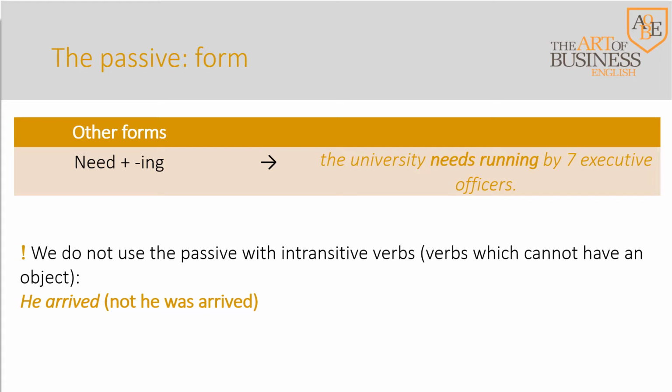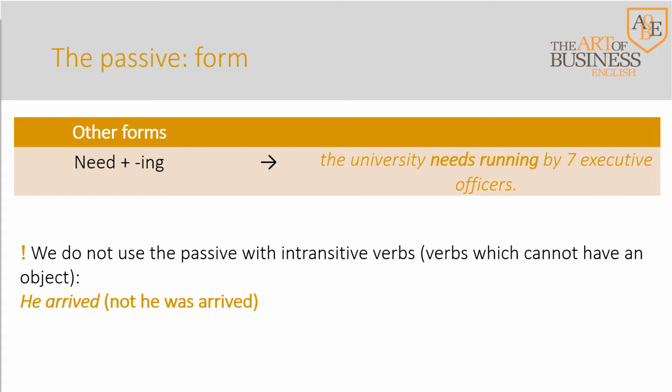And we're going to go into this a little bit more in the next episode next week. So the university needs running by 7 executive officers. That's also a very commonly used structure in the passive with our writing as well, okay? So one final thing before we move on to the uses of the passive.